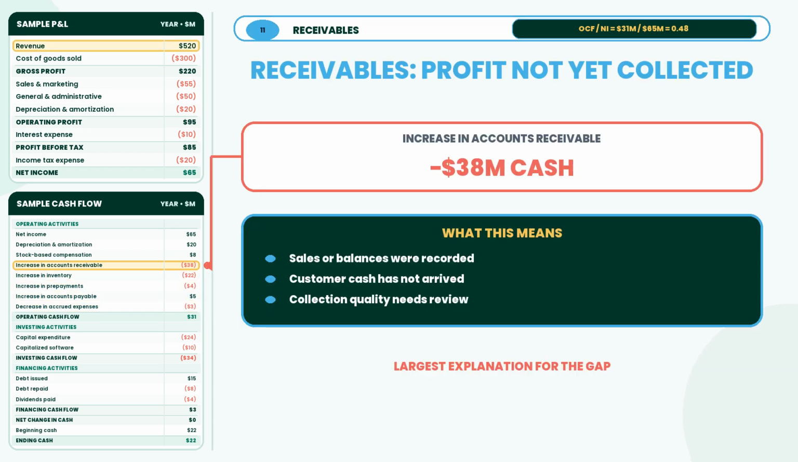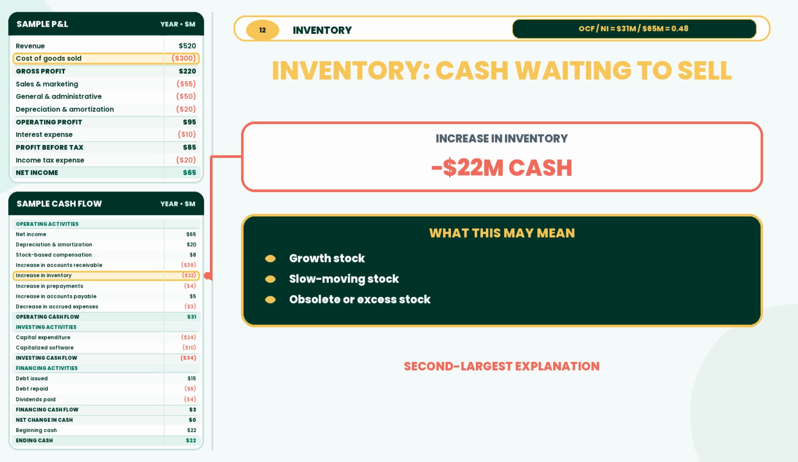Receivables are the largest reason. The minus 38 means the company recorded sales or balances that were not yet collected. The profit may be valid, but the customer cash is late. That is why profit can be 65 while operating cash is only 31. Inventory is the second major reason. The minus 22 means cash was used to buy or build stock that has not yet converted into customer cash. Some may support growth. Some may be slow moving.